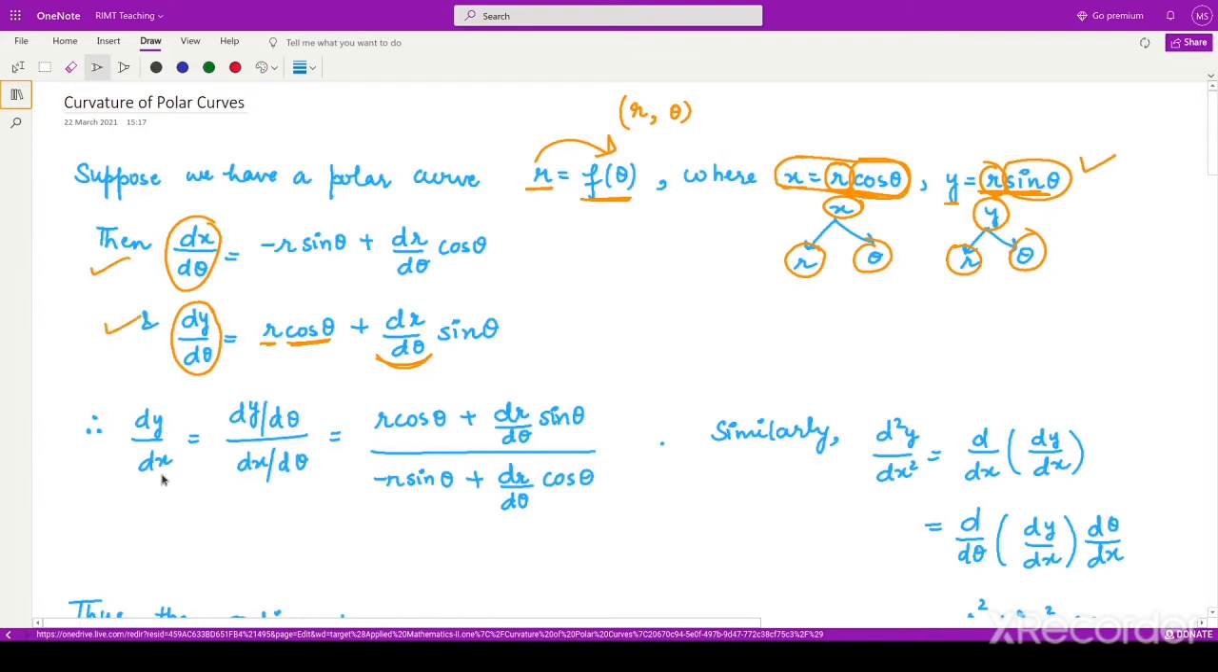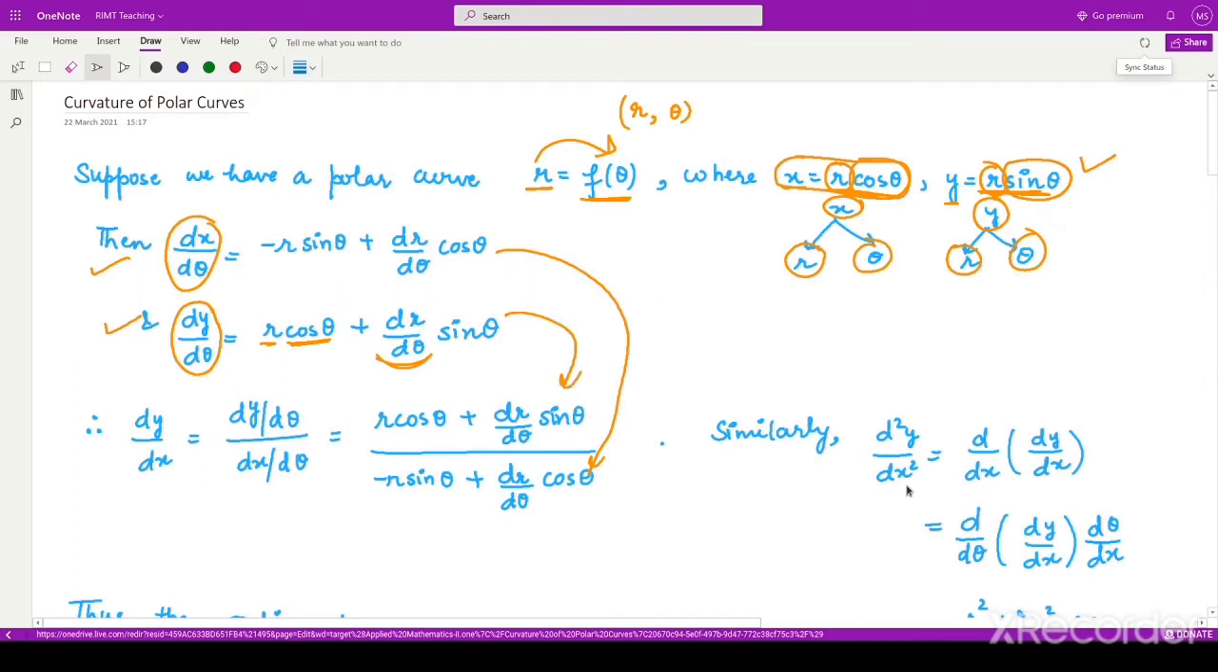So what would be dy upon dx? We have to calculate this dy upon dx, which is calculated using dy by d theta and dx by d theta. We have this dx by d theta and dy by d theta with us. We can substitute the values here. So this goes here, this goes here.